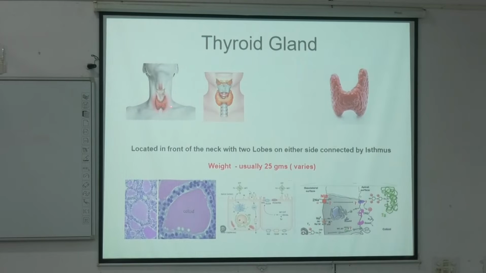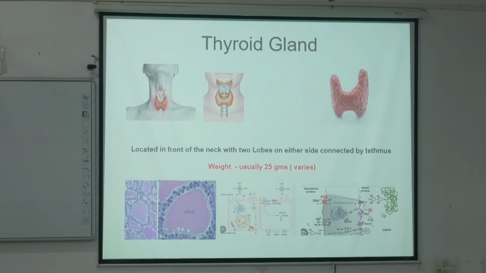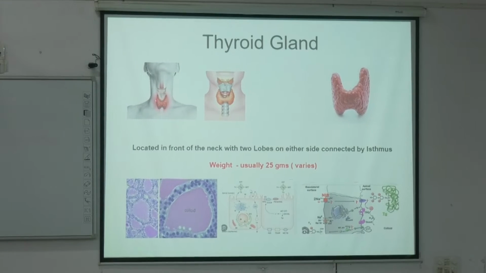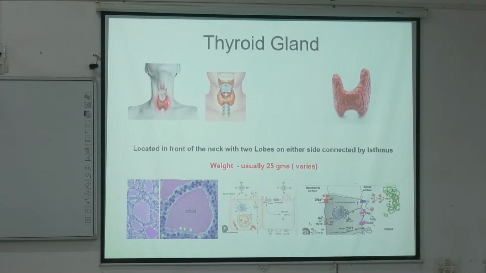The location of the thyroid gland: it is in front of the skin, just below the laryngeal prominence or thyroid cartilage. There is the cricoid cartilage, and the thyroid gland is located just below that. This is the isthmus.